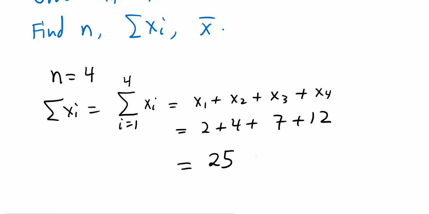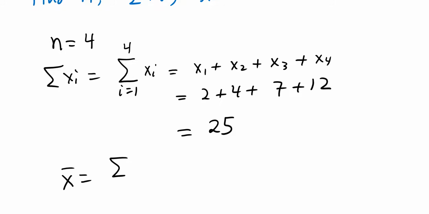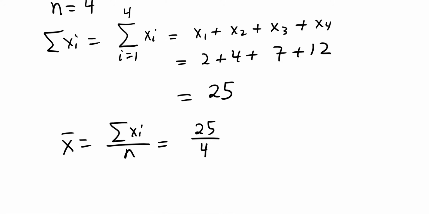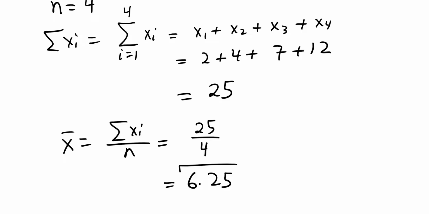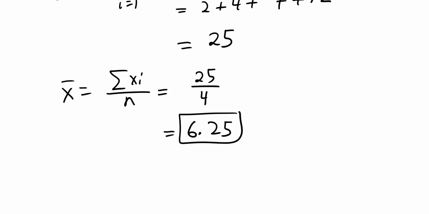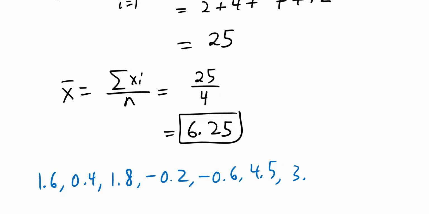Now, the mean is defined as the sum of xi over n. The sum, we found it's 25, and we have 4 of them. That gives you 6.25. Easy calculations. Now, we don't have to find the mean only for integers or whole numbers. It could be decimals: 1.6, let's say 0.4, 1.8, negative 0.2, negative 0.6, 4.5, 3.4, 1.2, 4.4, and 2.4. Let's say something like this.